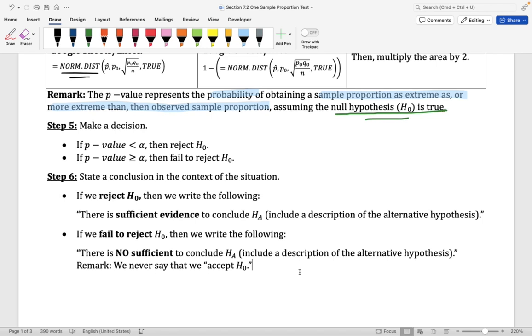Now, let me make this big remark. When we fail to reject the null hypothesis, we are not going to say that we accept the null hypothesis. We're simply saying there's no sufficient evidence. We didn't find enough evidence to go with the alternative hypothesis.